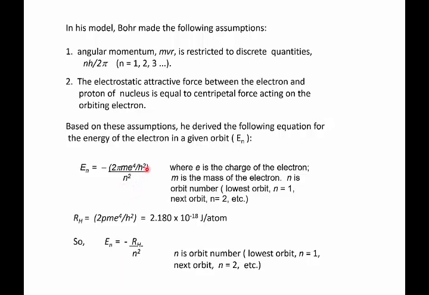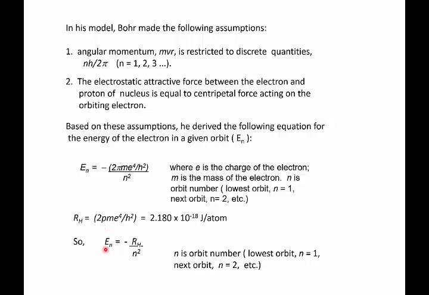Now, the values for all these parameters are known. The mass of the electron is known, the charge is known, Planck's constant is known. If you plug in values for all those, that would give you the value for this expression here. Plug in the known values, you come up with 2.18 times 10 to the minus 18 joules per atom. So we can greatly simplify this equation by substituting the known values, boiling it down. We get this simplified version of the famous Bohr equation.